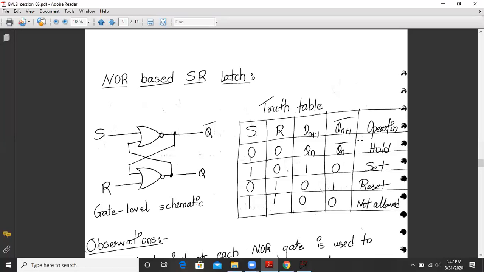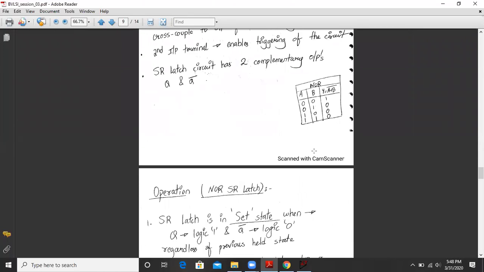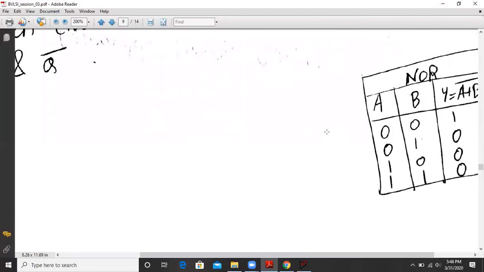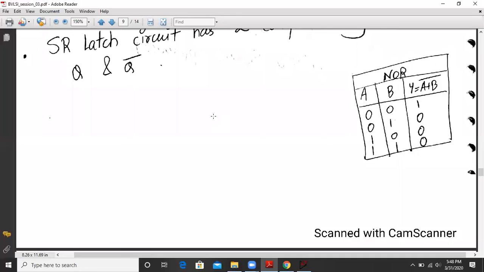So let us check the functionality of this circuit first. Whenever S is logic 1 and R is 0, my Qn plus 1 is 1 and my Q bar will be 0. As you can see, Q and Q bar are always complementary. Let me show you the truth table of the NOR gate. In a NOR gate, only when both the inputs are 0, the output is 1. In all the rest of the cases, the output is 0.